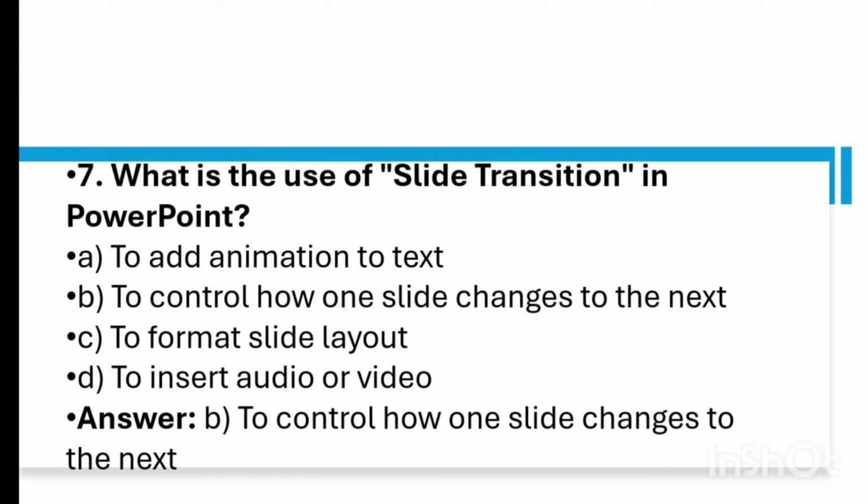Question number 7. What is the use of slide transition in PowerPoint? Options are A. To add animation to text, B. To control how one slide changes to the next, C. To format slide layout or D. To insert audio or video. So the correct answer is option B. To control how one slide changes to the next.